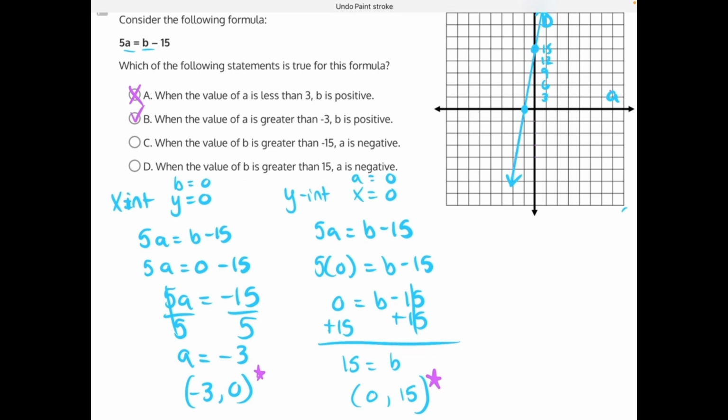this answer incorrect. D says when the value of B is greater than positive 15, A is negative. Again, once we cross this axis, we're right at our intercept. Once we cross this part of the b-axis, all of our a values are going to be positive, not negative. So this answer is also incorrect, making B our correct answer.